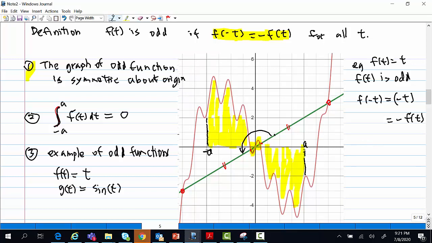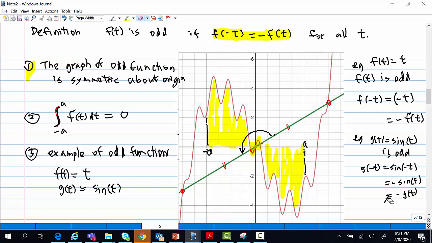Alright, to show that g(t) equal to sine t is odd, how do you show it? You change the t to minus t. So g of minus t is equal to sine of negative t. But by the property of the sine function, this is negative of sine t, which is equal to negative of g(t). So we are sure that g(t) equal to sine t is actually an odd function.